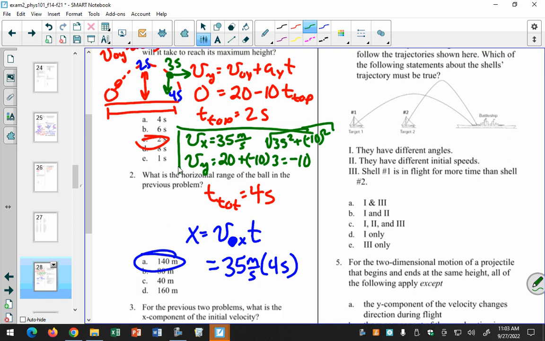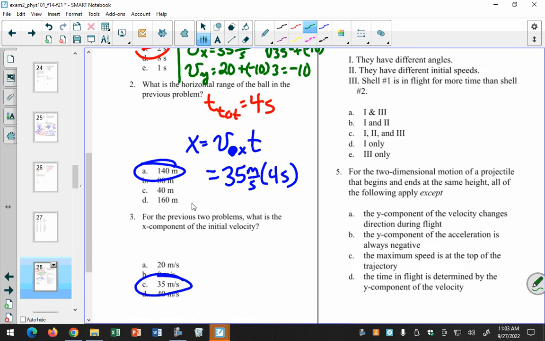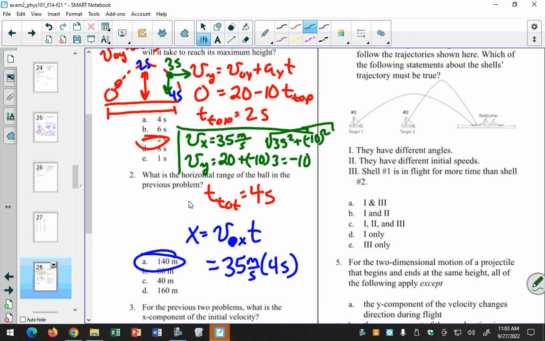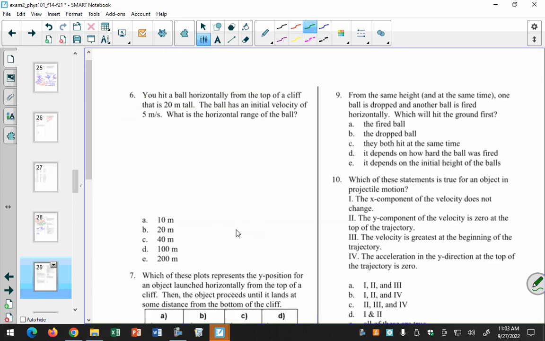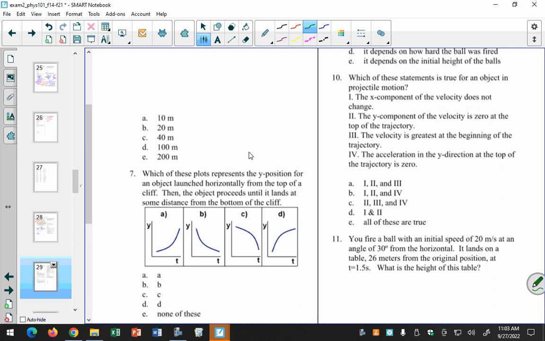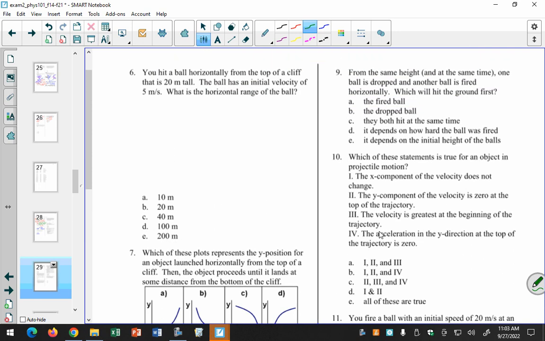All right, what other questions will you have? So don't disregard the conceptual questions. Often that's the ones that people miss. You'll have graphs like this. There'll be questions like this about just which of these statements are true for projectile motion. Just review your notes about the qualities or properties of projectile motion throughout the trajectory.